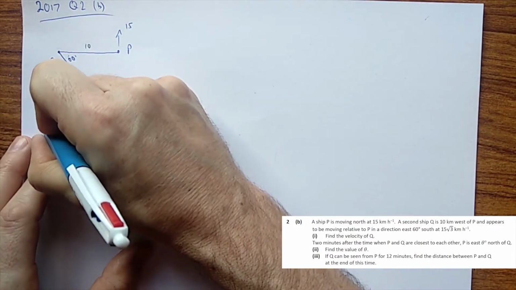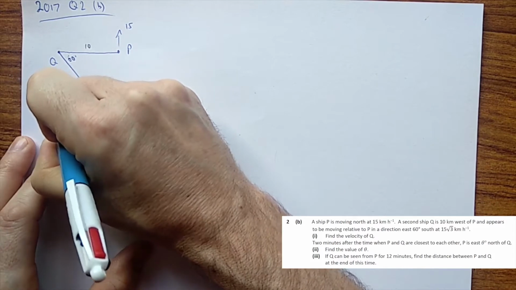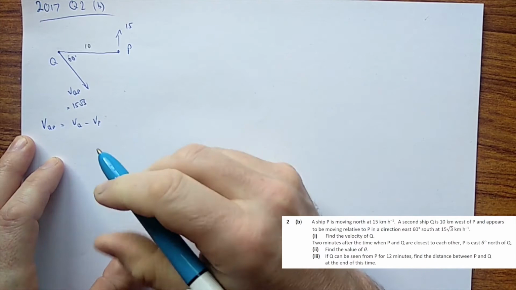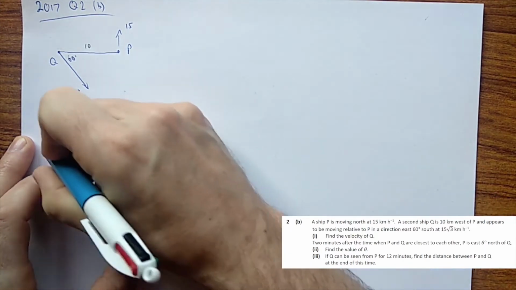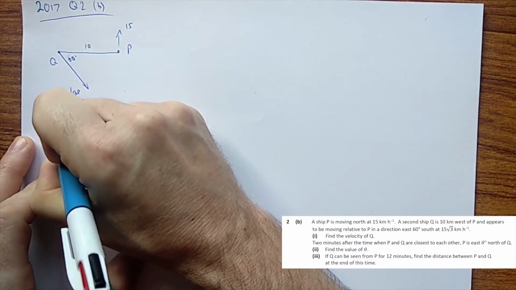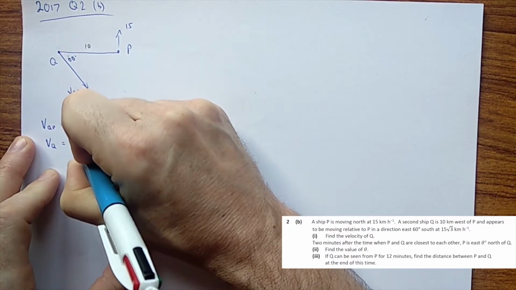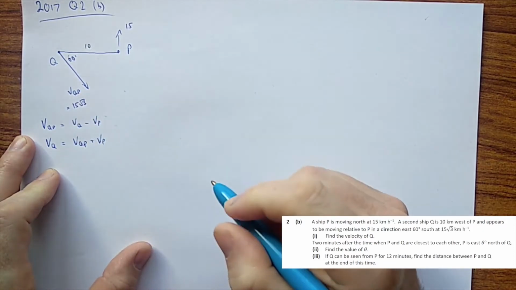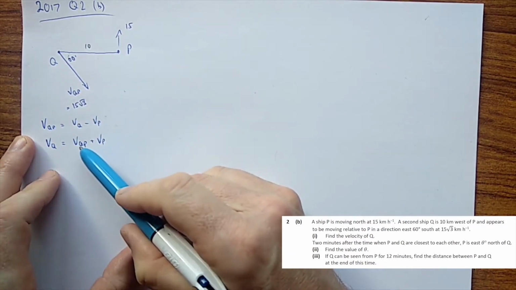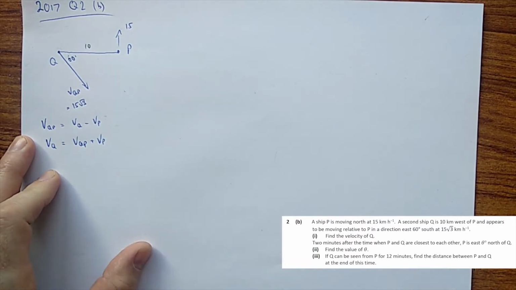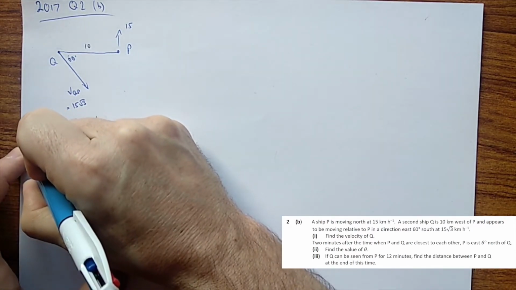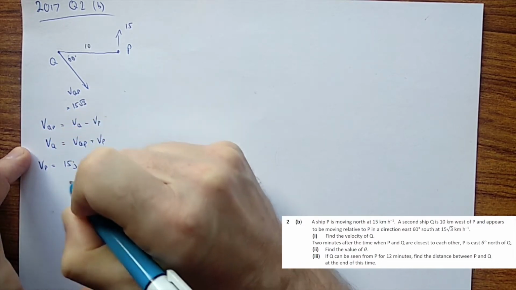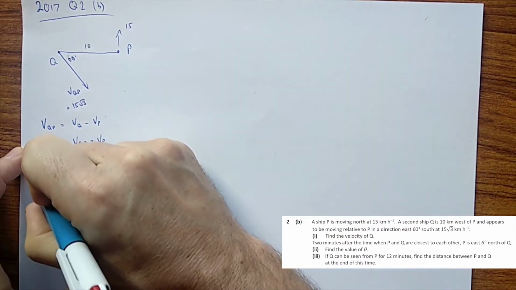We know that the velocity of Q relative to P is the velocity of Q minus the velocity of P. So we're asked in part 1 to find the velocity of Q, so we'll just do a quick rearrange. Velocity of Q is VQP plus VP. So that's not so bad. Next step, we're going to get these into i's and j's. VP is nice and easy. That is 15j. This is going north, 0 i's.